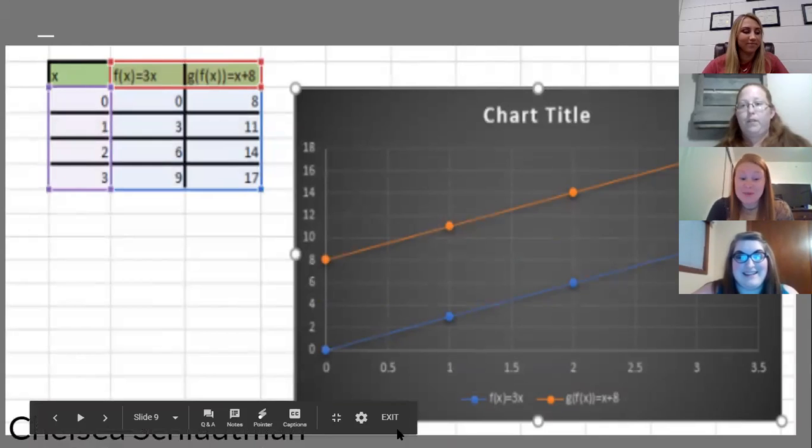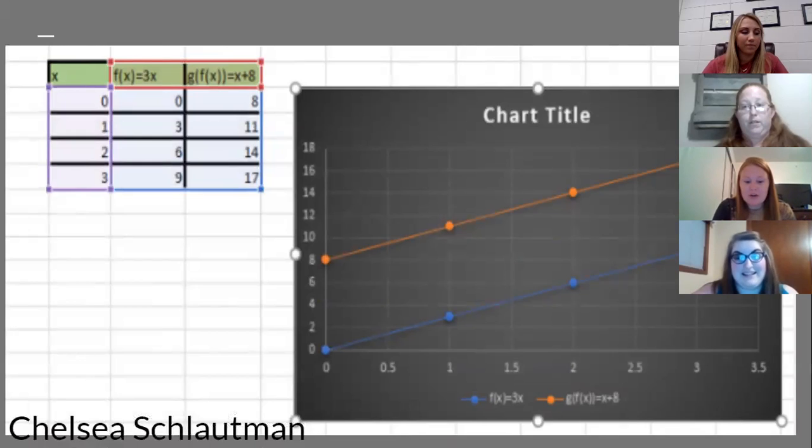All right, this question looks a little confusing, but I promise you it's a little easier than it looks. So if you see the graph on the right, we see two different lines. There's an orange line and a blue line, and each of them represents a certain function. So if you notice the orange line, on the little chart at the bottom, it shows you that that is going to represent the g of f of x function, and the blue line represents the f of x function.